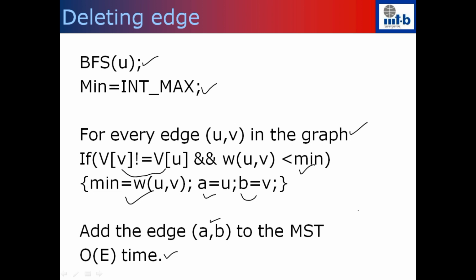If you are deleting an edge from the graph and the edge is not part of the MST, do nothing. It will take only order V time to check whether this edge is in the MST or not. How do you do it? The MST has an edge list. You go through the edge list of U. If V is there, then that edge is part of the MST. Otherwise, it's not. If it's not part of the MST, do nothing. If it's part of the MST, then you follow this process. In this case, the MST can be updated in order E time.